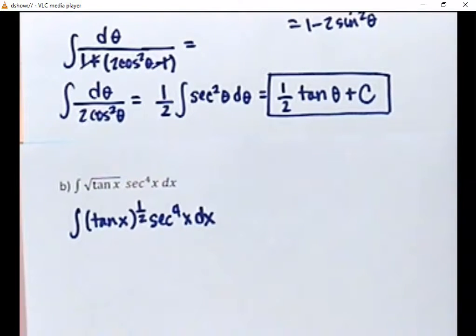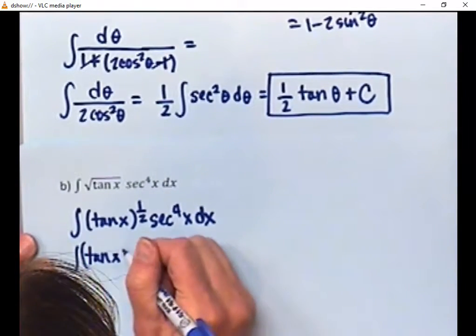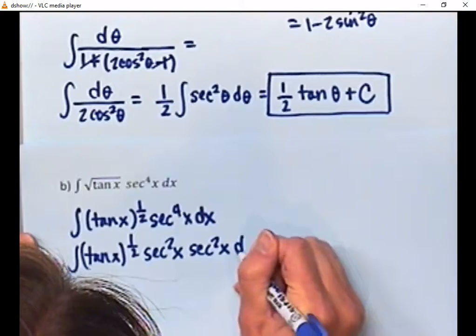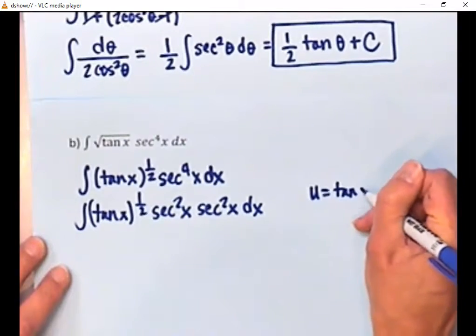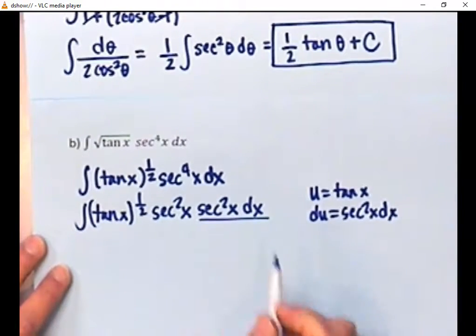So what do we know about this one? What should we do if we have tangents times secants? Yeah, why? Because what's the power on secant here? It's in what type of power? Even. So if you have an even power on secant, you usually want to separate out a secant squared and let that be our du. So that's what I'm going to do here. So let's try that. So we're going to separate out a secant squared, so I'm left with secant squared x. And what I'm hoping to do is let u be tangent so that the du can be that secant squared x part, so that this is all the du.